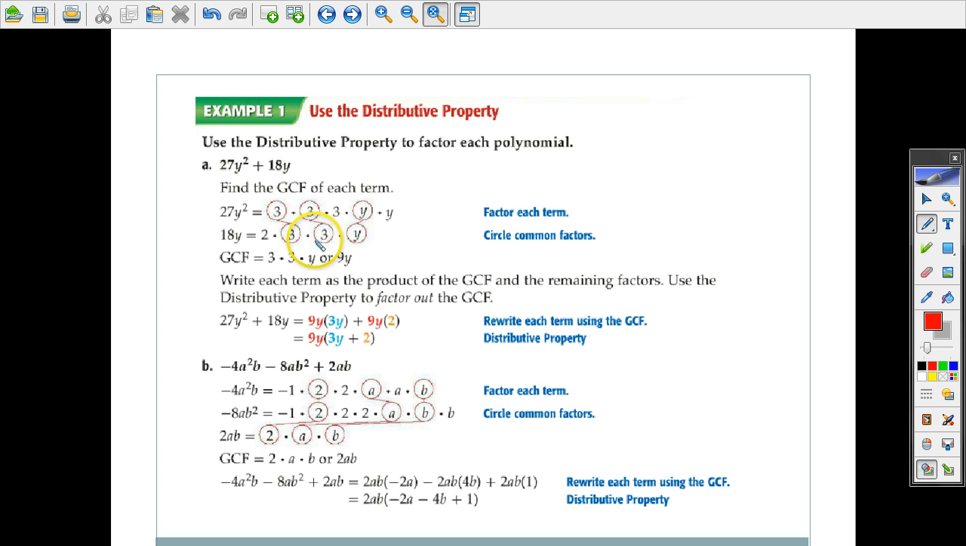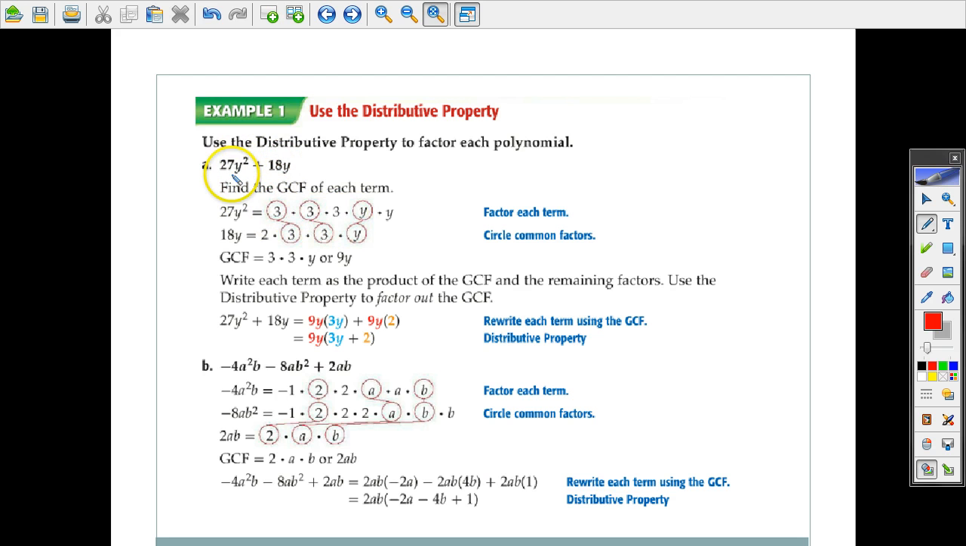Alright, here's example 1 using the distributive property. Again, when we're talking about distributive property in this chapter, we're talking about it in the sense that we are factoring it out. So we're kind of going backwards with the distributive property here. Alright, so you need to find a GCF. 27y squared plus 18y. Alright, we know for a fact that they both have y in common.